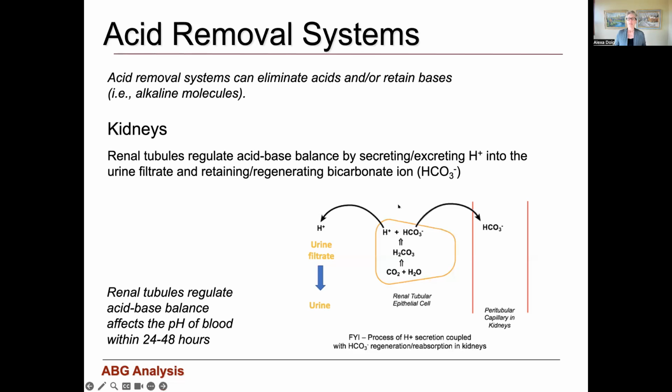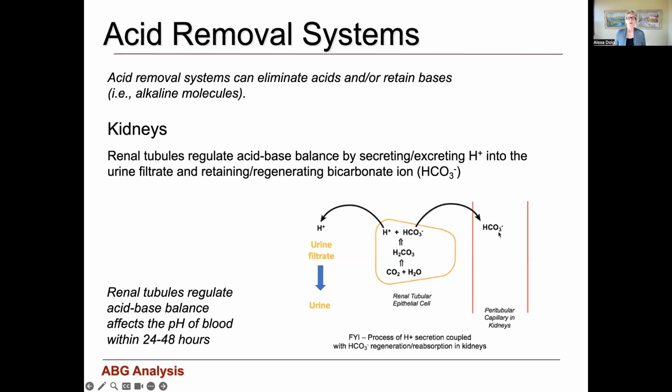At the same time, we get rid of or secrete a strong acid, we regenerate or retain or reabsorb a very strong base. The term regeneration is often used because, you know, these CO2 molecules were probably bicarb at some point. So we're just recycling in essence. And so we are retaining a strong base, and that will then raise the pH of the blood.